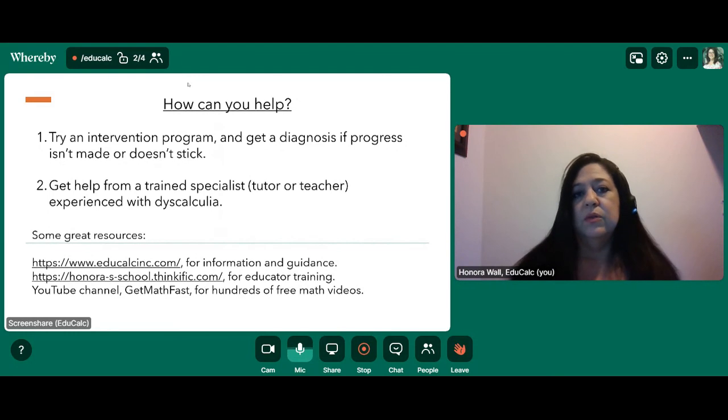Finally, how can you help students or children who have dyscalculia or low numeracy? First, try an intervention program. See if you can affect a change in memorizing basic facts or understanding the concepts of mathematical thinking. If that's not working, or if the change doesn't stick, make sure you get a proper diagnosis. Only a psychologist or a neurologist is properly trained to run the battery of tests required to make an official dyscalculia diagnosis. And then make sure you get help from someone who is trained or specializes in dyscalculia so that they understand the learning needs and the cognitive issues your child is facing.